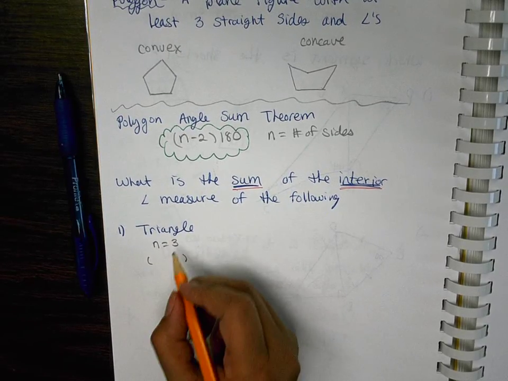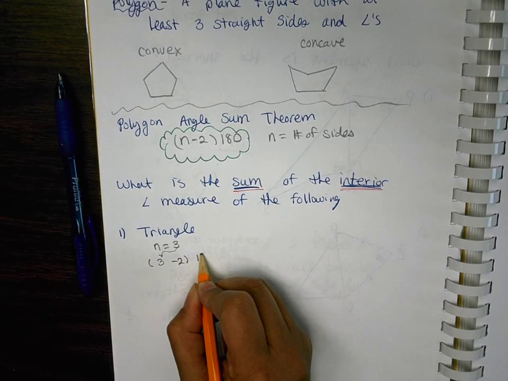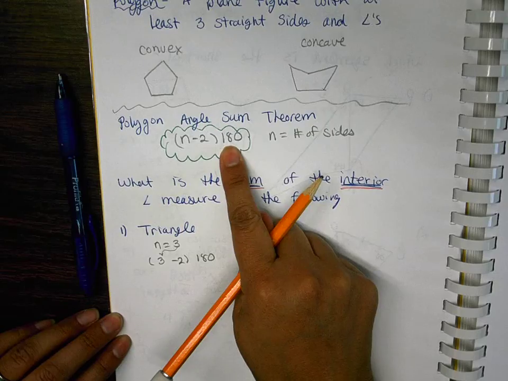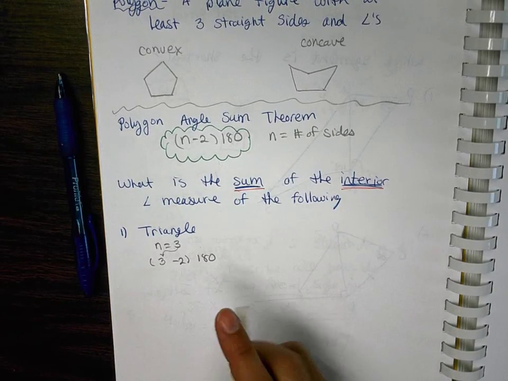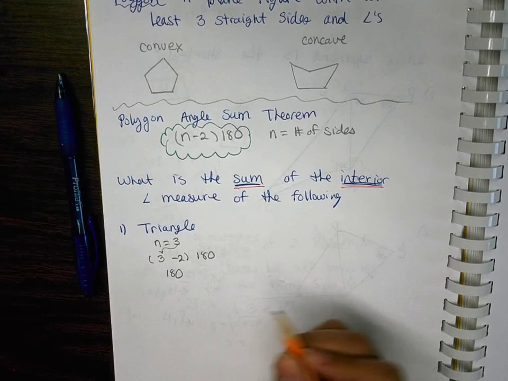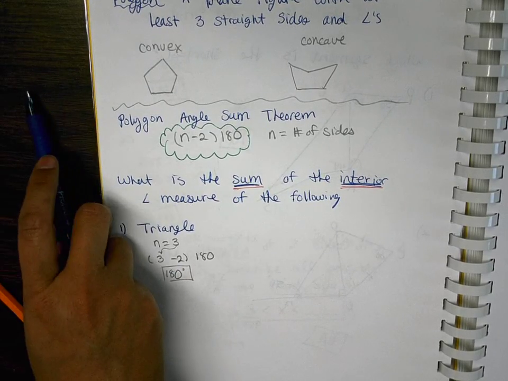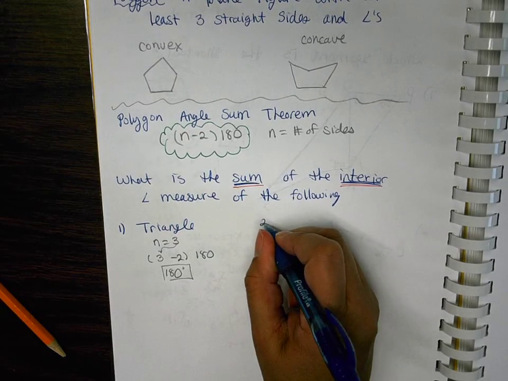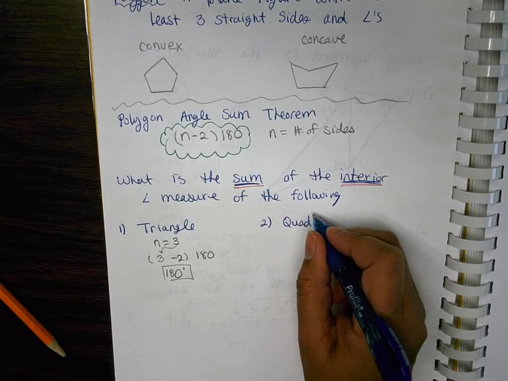So what do I plug in the parentheses? 3 minus 2 times 180. What is 3 minus 2? And what's 1 times 180? 180 degrees. Is that the sum of the interiors of a triangle? Yes. So does the formula work? Yes, it does.